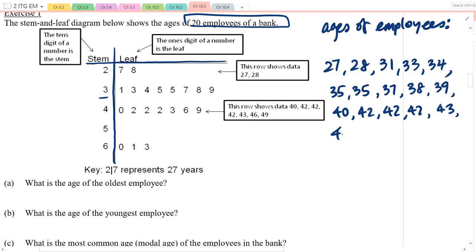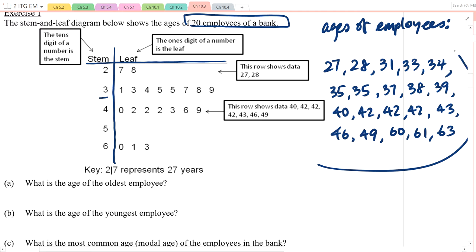43, 46, 49. Then? Is it 50 or 60? 60. Is there anybody who is 50 something years old? Don't have, right? If there is somebody who is 50 years old, we will see this. But there isn't any. So next one will be 60, followed by 61 and 63. Can you count how many numbers there are over here? How many do we expect? We expect 20 because 20 employees, right? So we got 4, 1, 2, 3, 4, 5. Yeah, I've got 20 numbers over here.